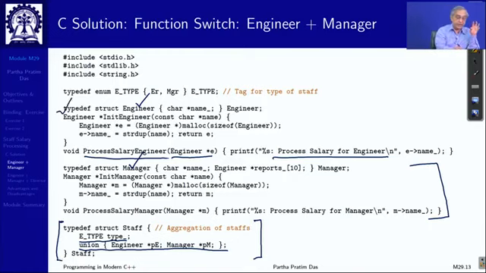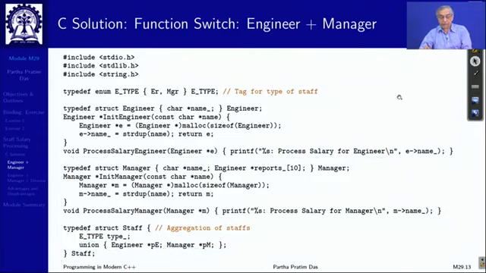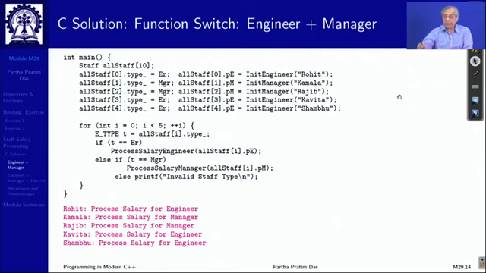This is my engineer entity, this is my manager entity, this is a wrapper. This structure with the E type tag becomes my employee entity. Let us move on. So, once we have that, then my actual staff would be just an array. So, I put an array keeping a maximum number of staff.